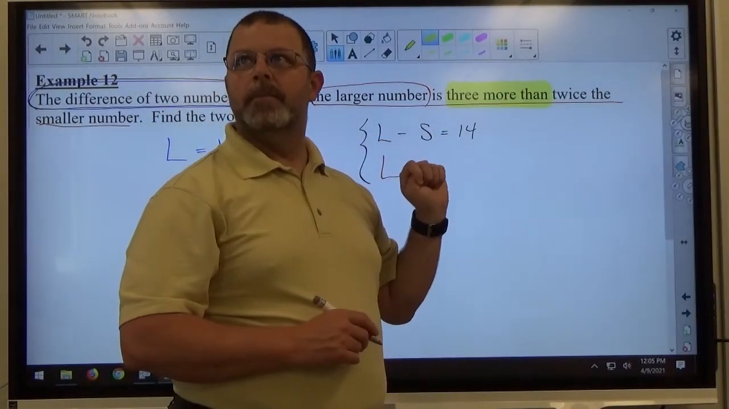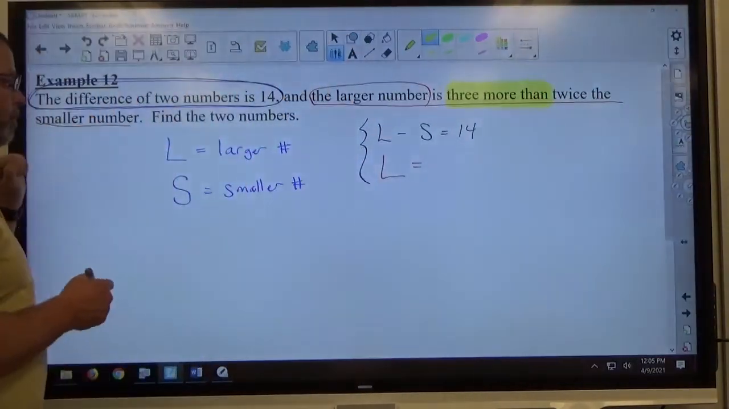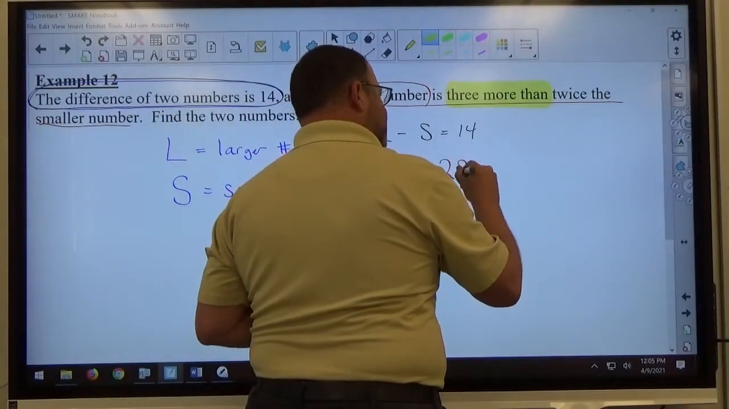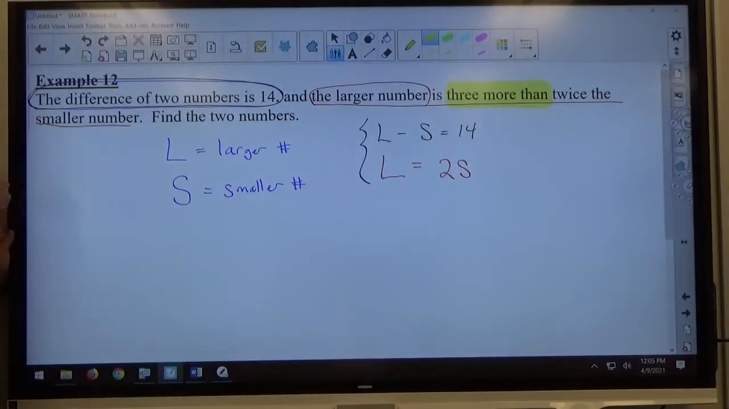Multiply what? By 2. Twice means to double something. Twice, what? The smaller number. The smaller number is S. So 2 times S. All right? And period. So we're done with it, right?